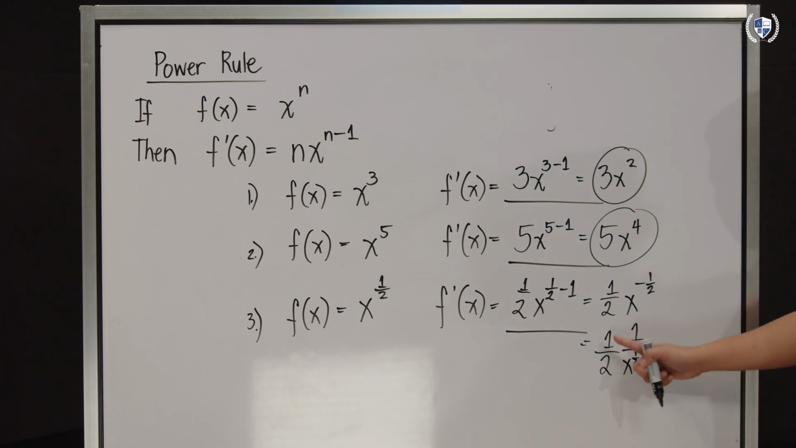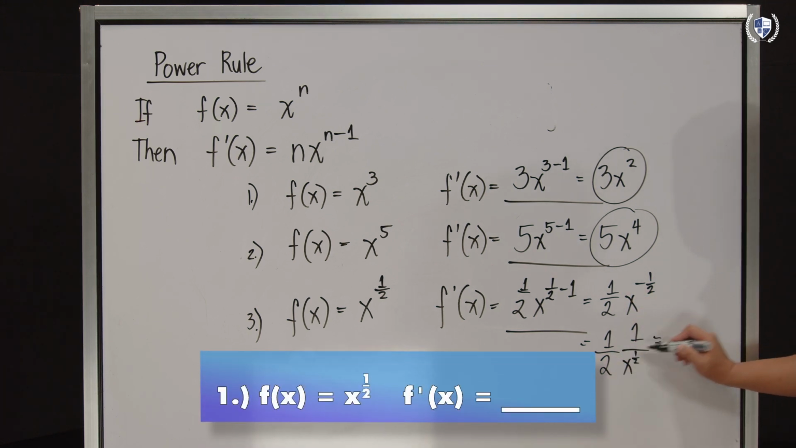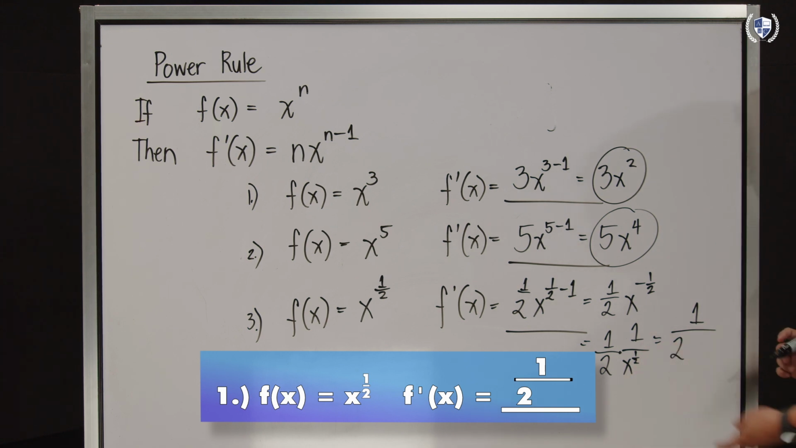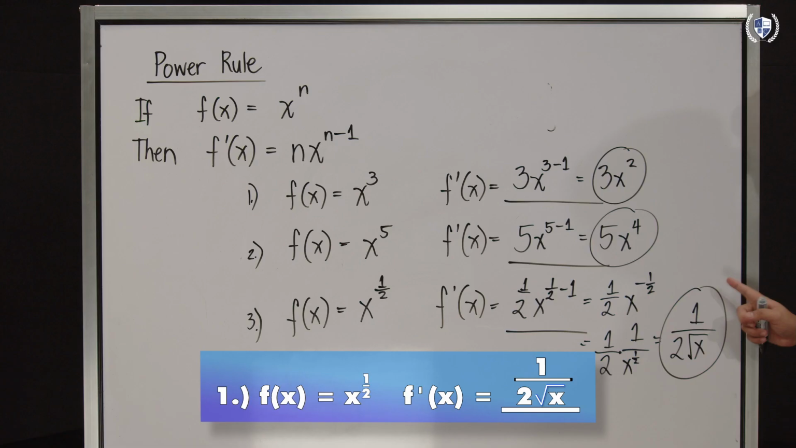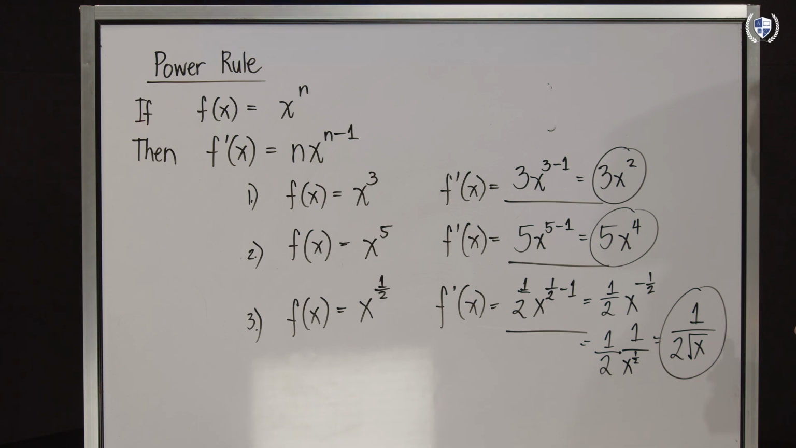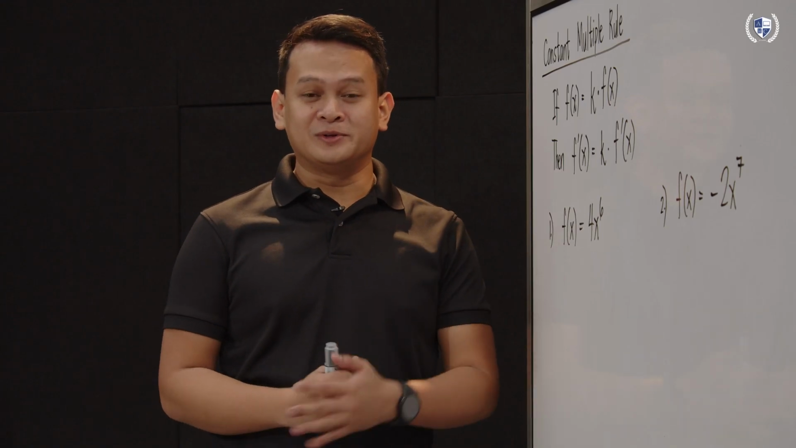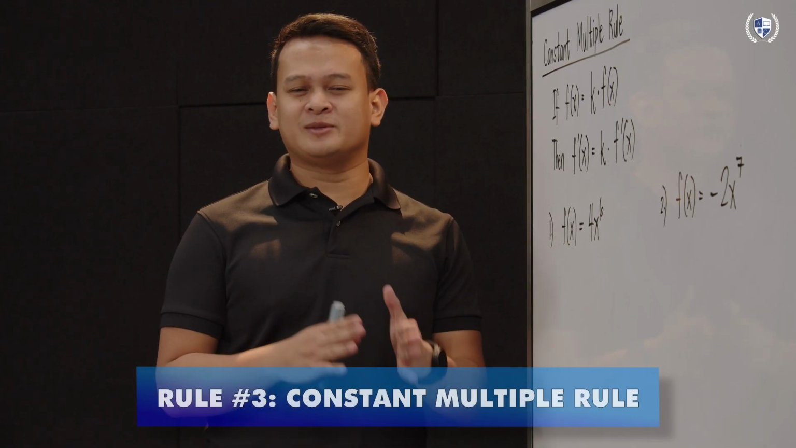Nakapag-reciprocate na tayo. And simplifying everything, yung taas natin would be 1 times 1. That's just 1 all over 2 times. Ibalik na lang natin si x raised to 1/2 sa pagiging radical niya kasi we can actually rewrite this as square root of x. So therefore, the derivative of x raised to 1/2 is just 1 all over 2 times square root of x. So for our third rule, we call this rule the constant multiple rule.